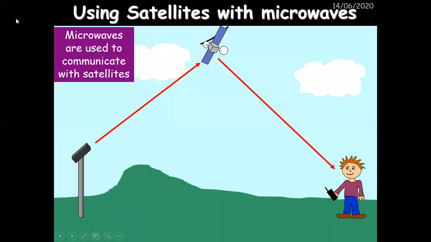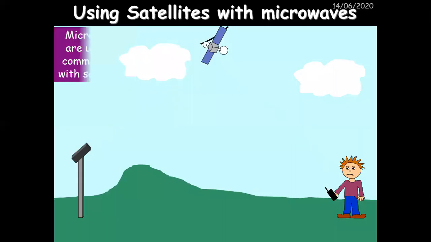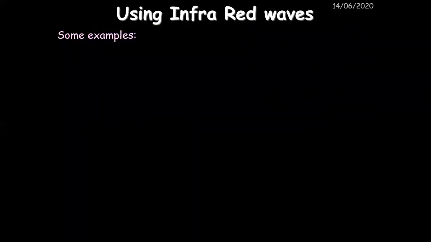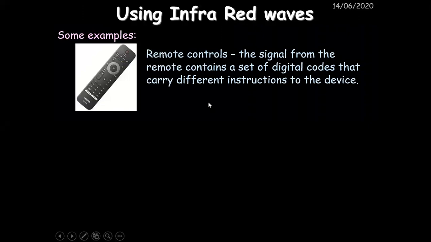So using infrared waves. Now, you might have grown up in the last 5-10 years, and you might have seen that your remote control on the TV has a little red light at the end of it. That little red light can be used to send information. Just like microwaves and radio waves can be used to send information, infrared waves can be used to send information as well. We're seeing a pattern now. Waves can carry information.